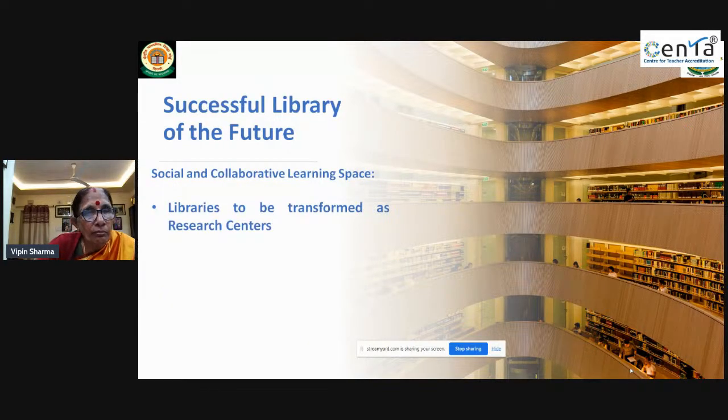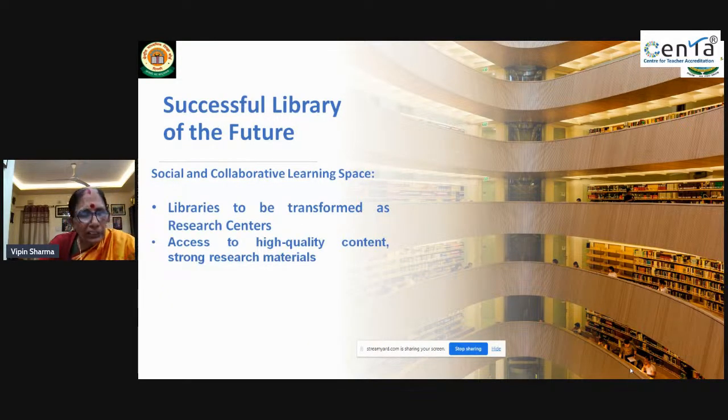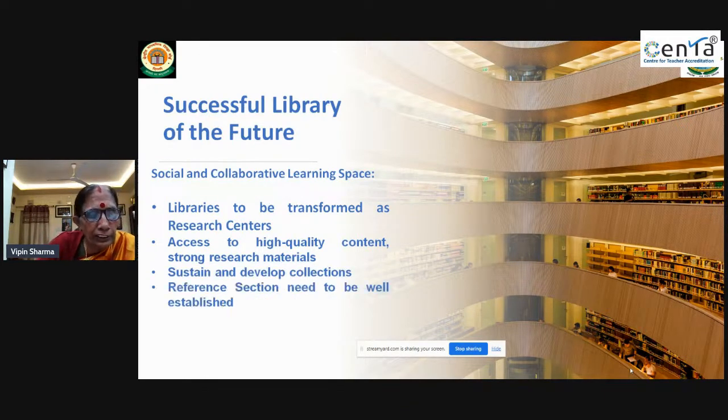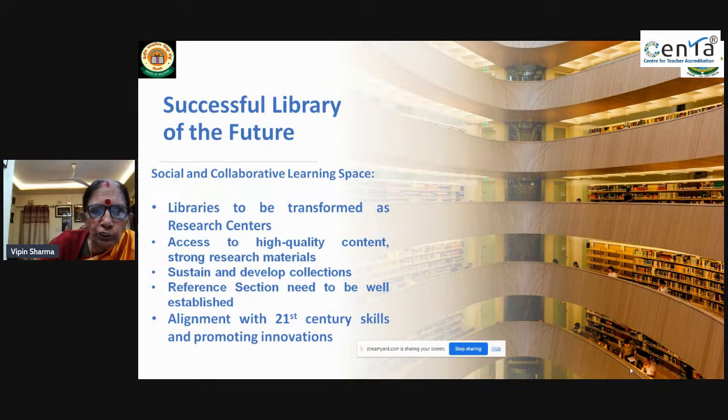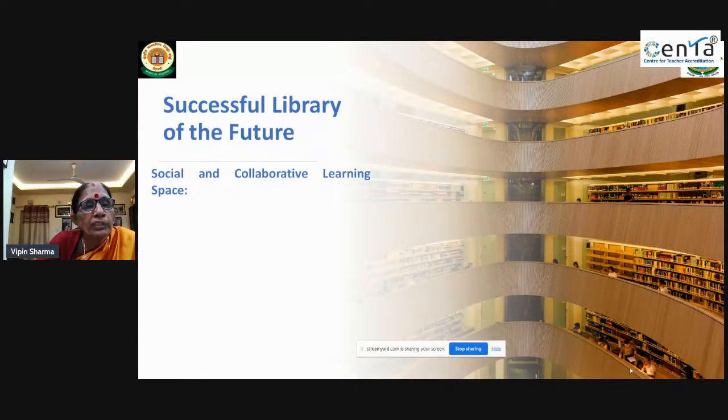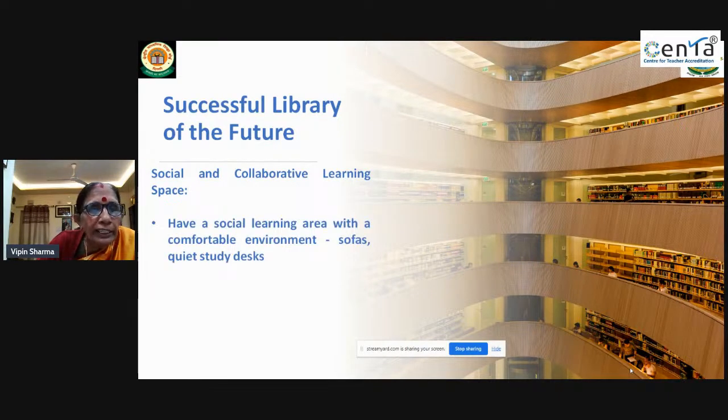Okay. We transform research centers. Research libraries are established to meet research needs, such as being stocked with authentic material with quality content. That is the catch. Quality content is the catch. Sustain and develop collections. The reference section needs to be well established. Alignment with 21st century skills. Social and collaborative learning. Have a social learning area with a comfortable environment.